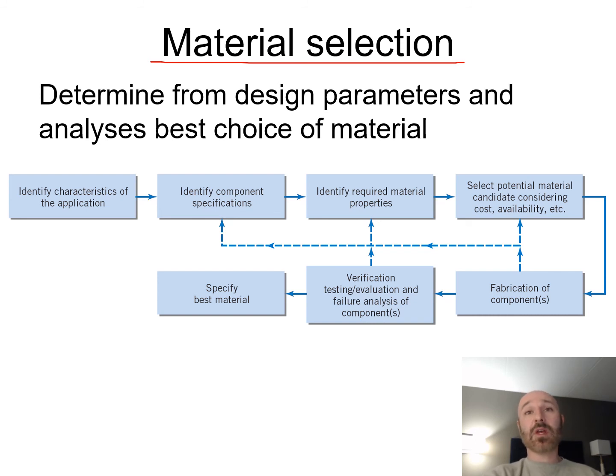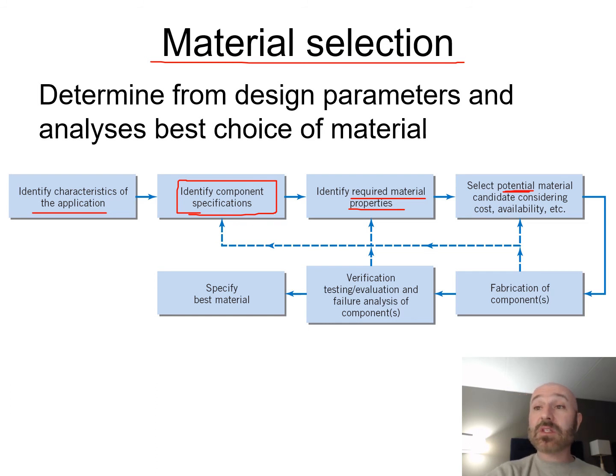We identify the characteristics of our application, of our design right there. From there, we want to identify the component specifications that we discussed a little bit there. From our component specifications, we can then identify the required material properties. So for those properties, which material has them? We can go back to our charts, back to those stress strain curves and everything we discussed at the beginning of this lecture, once we know what those required properties are. From there, we can select potential material candidates to consider.